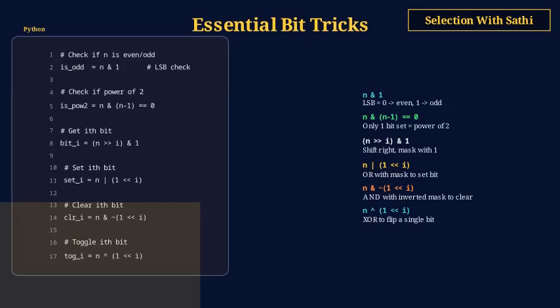The complement flips the mask, so all bits are 1 except bit i, which becomes 0. Line 11, toggle bit. XOR n with 1 left shift i. If bit i is 0, it becomes 1. If it is 1, it becomes 0. These 4 operations are the foundation of all bit manipulation problems.